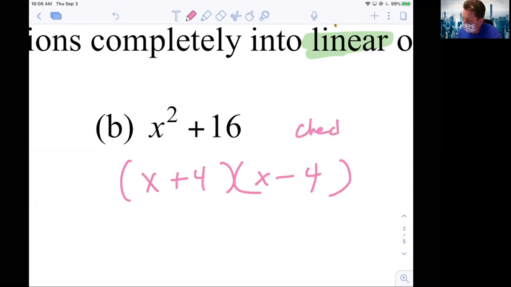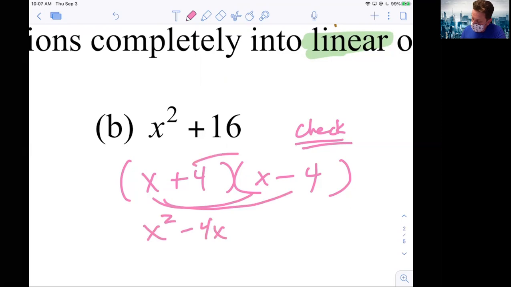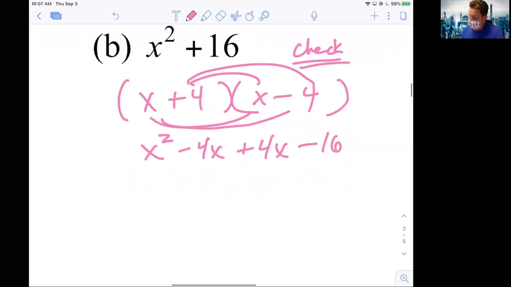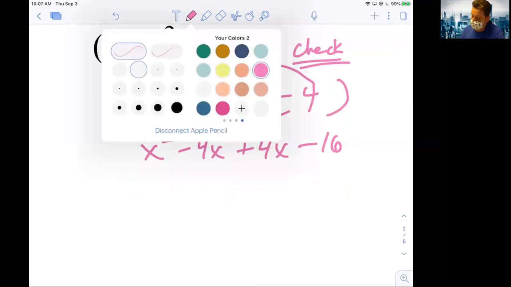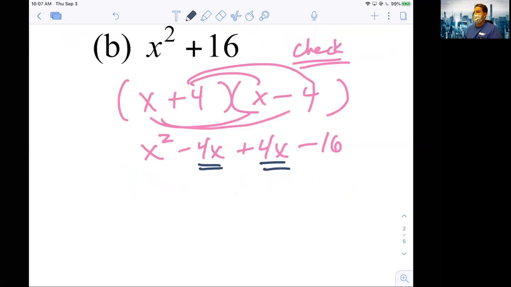You want to get in the habit of checking yourself before you wreck yourself, right? It's easy to check yourself. All you have to do is re-FOIL it, yeah? So if I did FOIL, first would be x squared, the outer would be negative 4x, the inner would be positive 4x, and the last would be negative 16. Now the nice thing about x plus 4, x minus 4 is that your inner terms here are opposite signs. So when you add them together, they do what? They cancel. Yeah, we got to learn the terminology. Things cancel to give you 0, things divide out to give you 1. These cancel, and you're left with x squared minus 16.